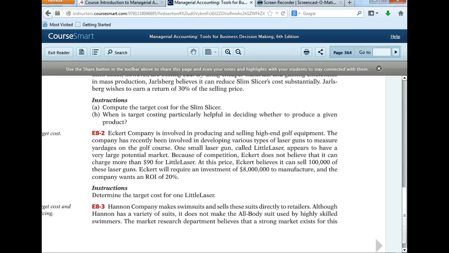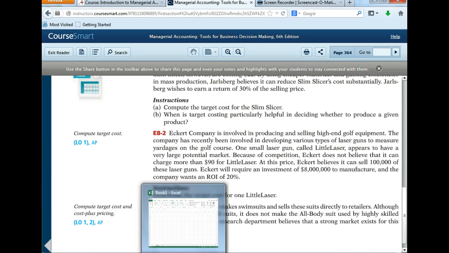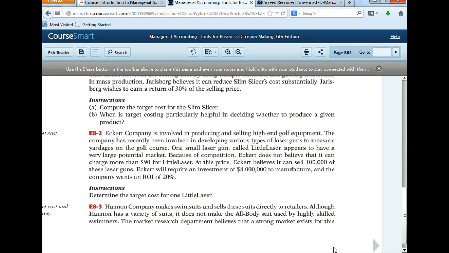Because of competition, Eckerd does not believe that it can charge more than $90 for Little Laser. At this price, Eckerd believes it can sell 100,000 of these laser guns. Eckerd will require an investment of $8 million to manufacture, and the company wants a return on investment of 20%. So our job is to determine the target cost for one Little Laser.